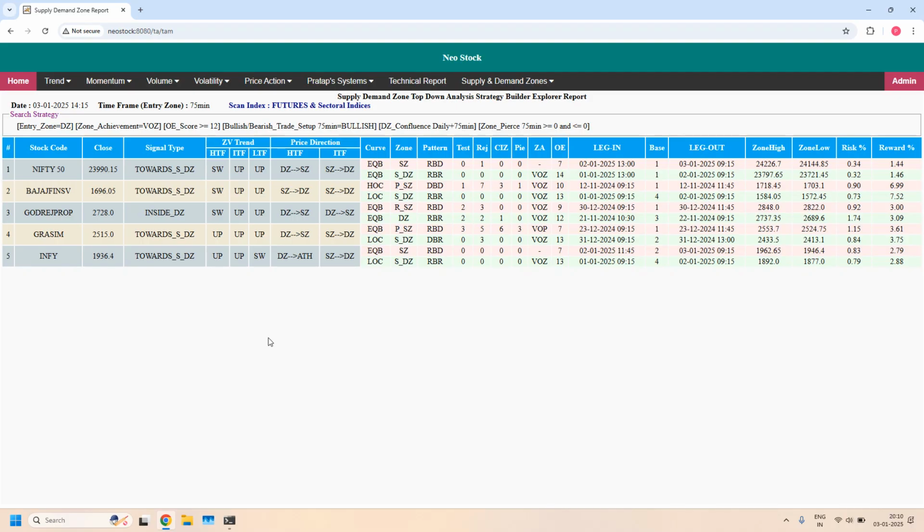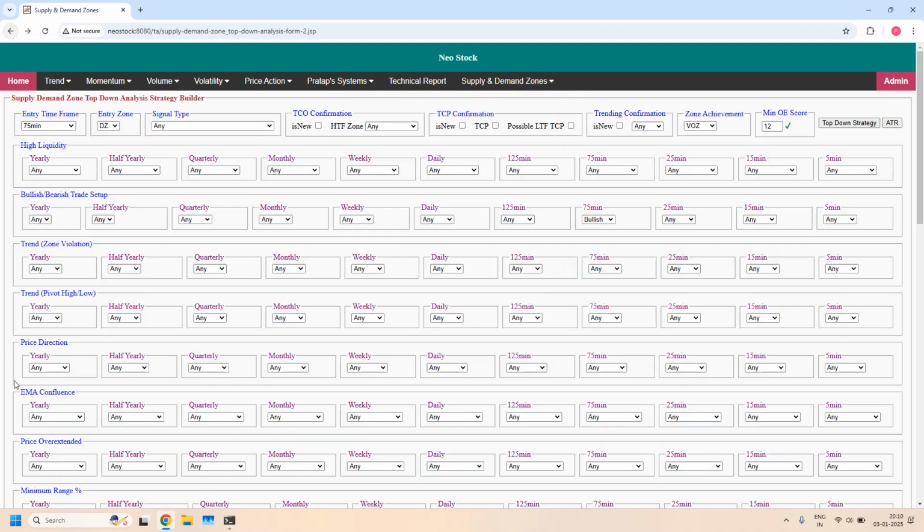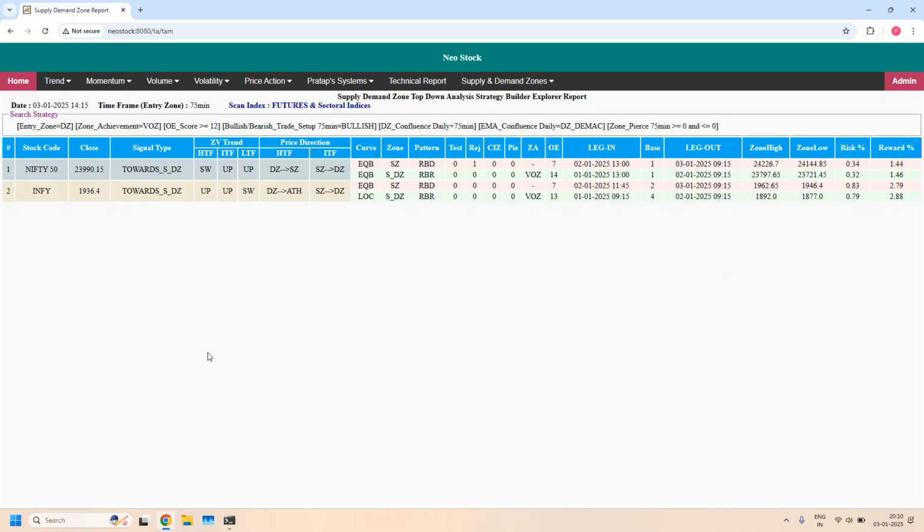So if the daily demand zone is having daily EMA confluence, that is even more high probability setup supported stocks. So let me add daily demand zone with daily EMA confluence. With this filter, 2 stocks are filtered. So these 2 are even more high probability trade setup supported zones.